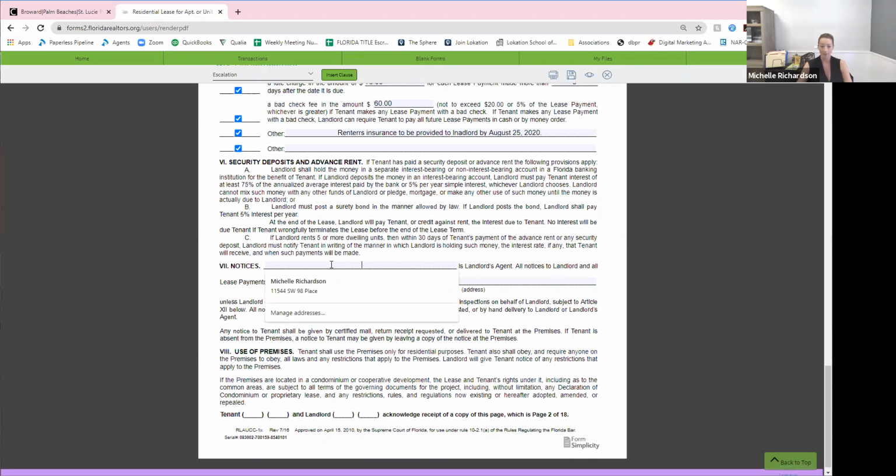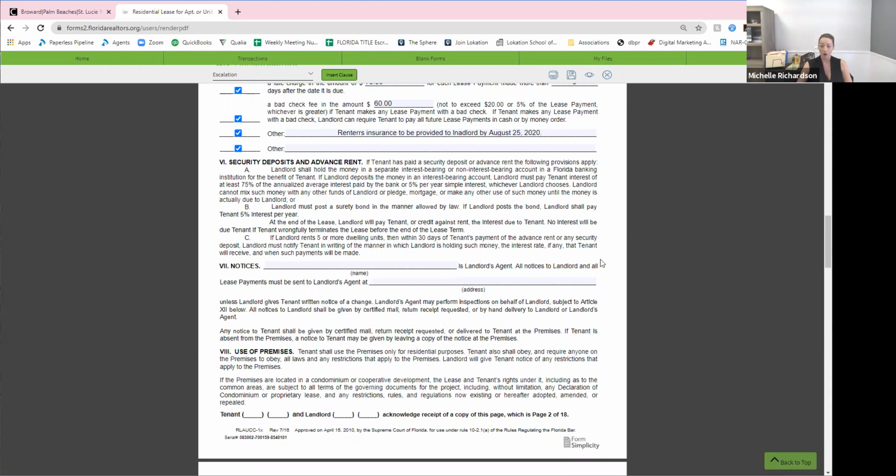Notices. If you are wanting the notice of when the tenant wants to move out, or notice for anything, termites, whatever the issue is, you can put your name here as the landlord's agent. All notices to the landlord and lease payments must be sent to the landlord's agent at, and you will provide the address of where they're supposed to send these notices.